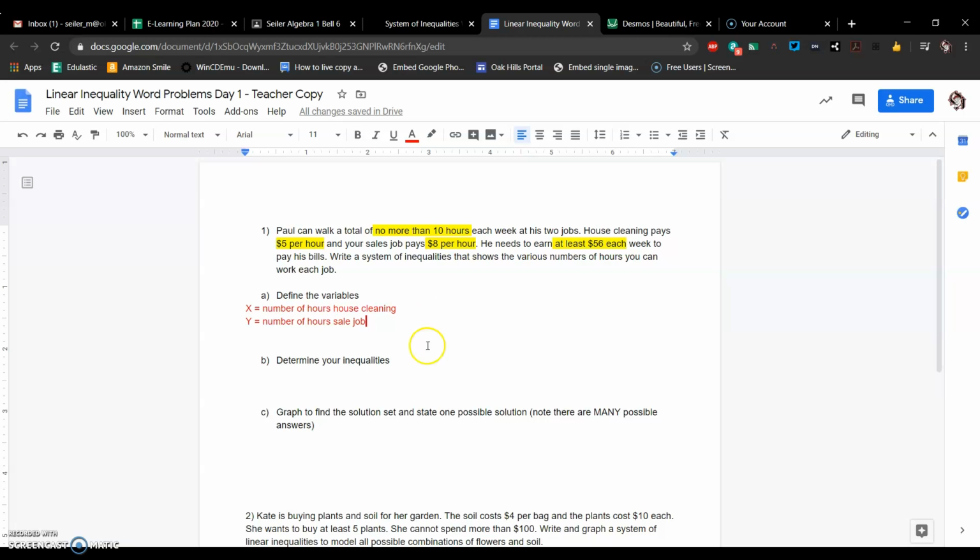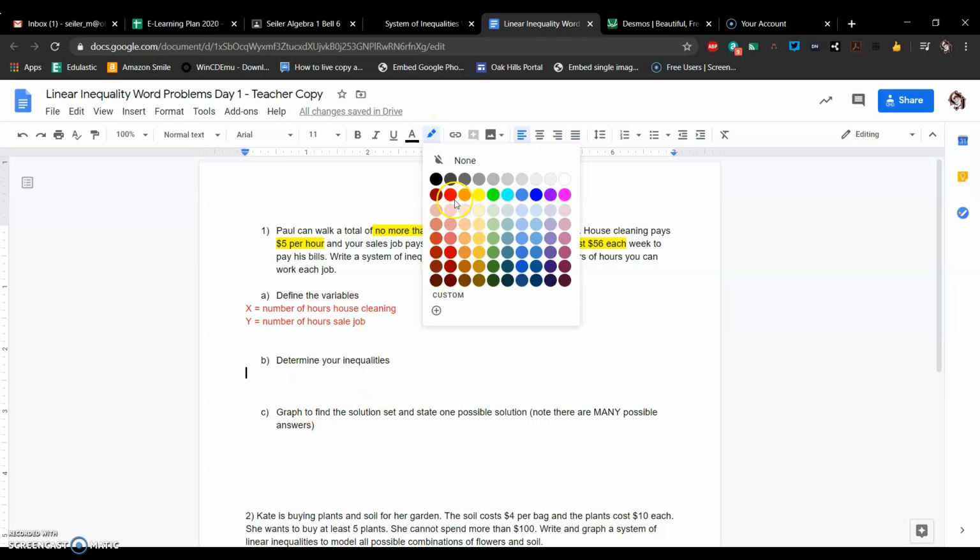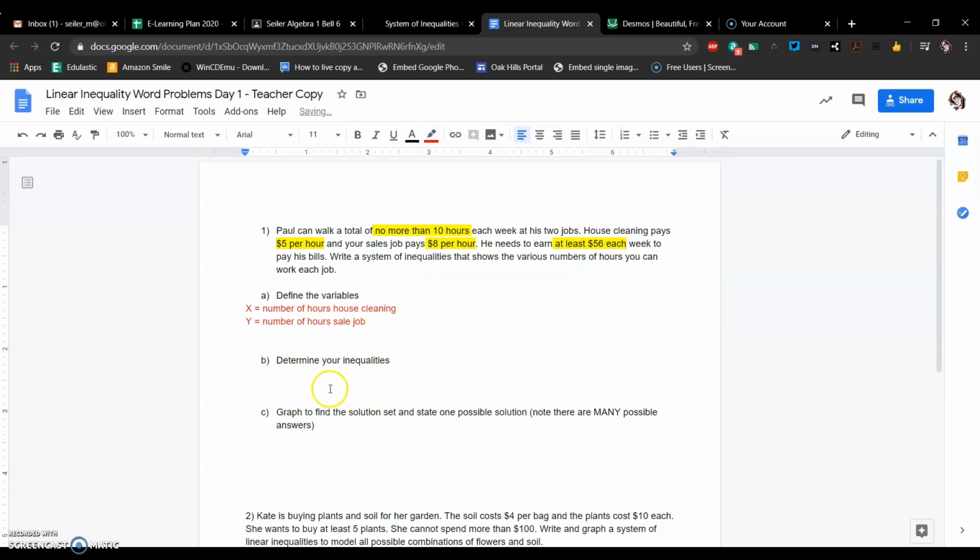Now, to determine our inequalities. This is one thing you have to be careful on, because we have to think about less than or equal to, greater than or equal to, and which ways those signs are going to be. So I'm going to start with the easy one first. $5 per hour. So I know it's going to be my 5x. Oh, let me change that.